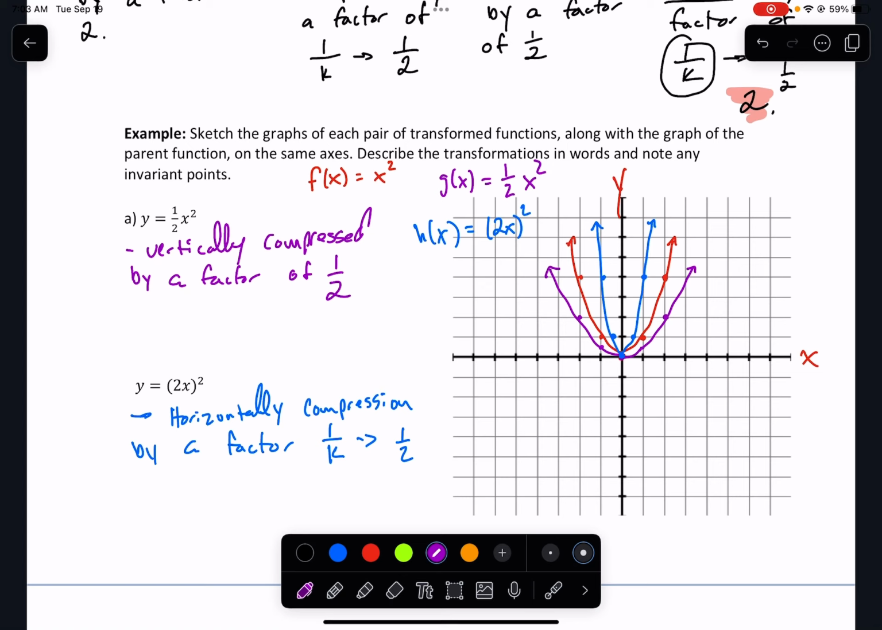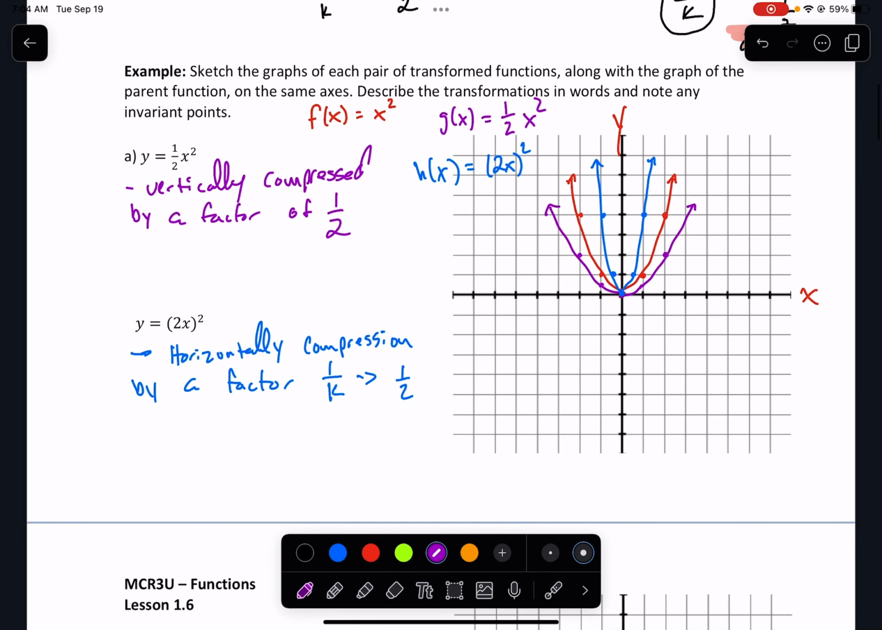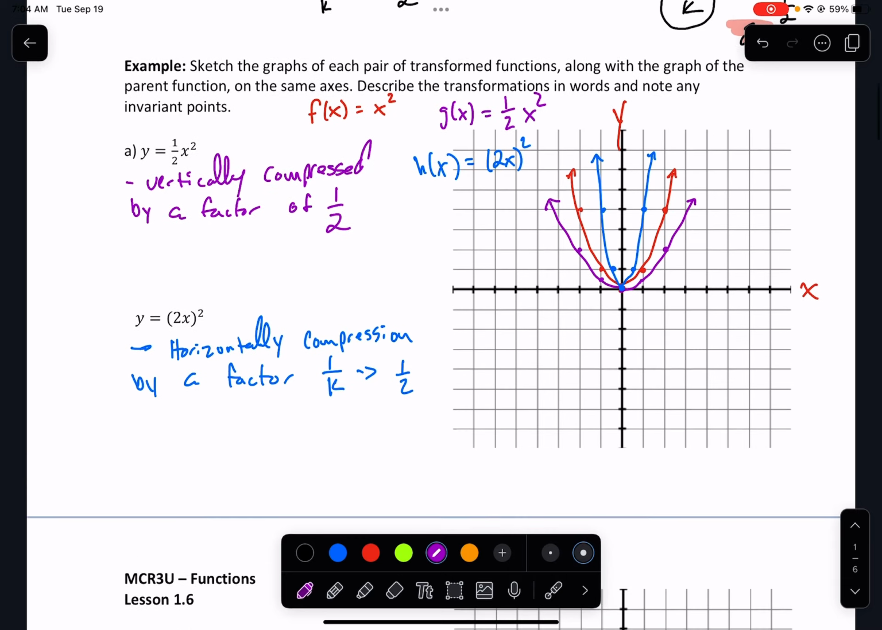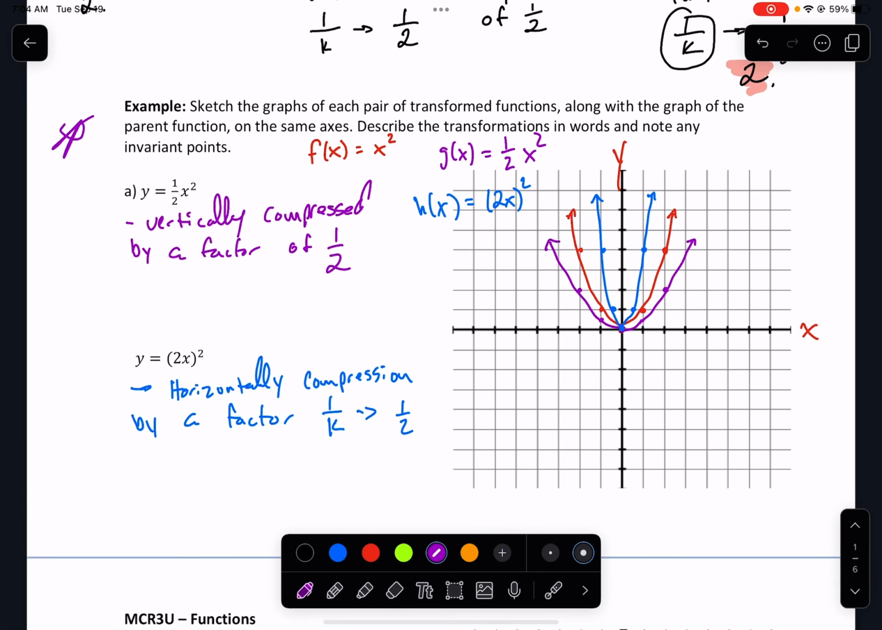Okay, so that is pretty much it. And that's something that you've seen before. The purple graph should be something that you would have done in grade 10. That should not be new. What is new is the blue graph, this concept of horizontally compressing or stretching. The second page we're going to take a look at is grade 10 content for the most part, something that you should be familiar with.